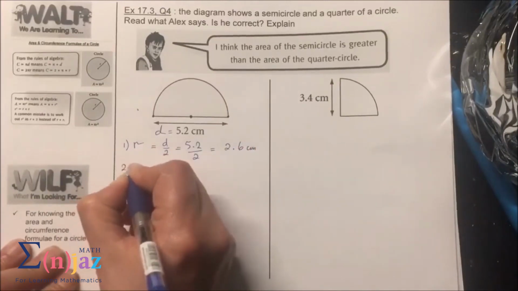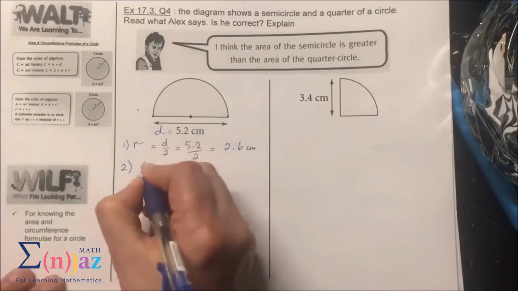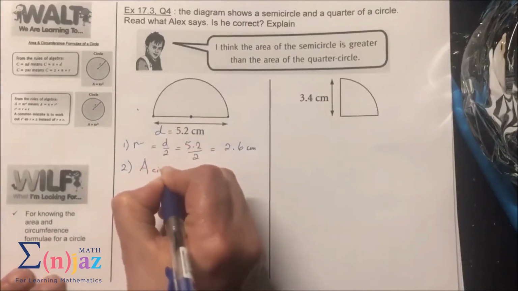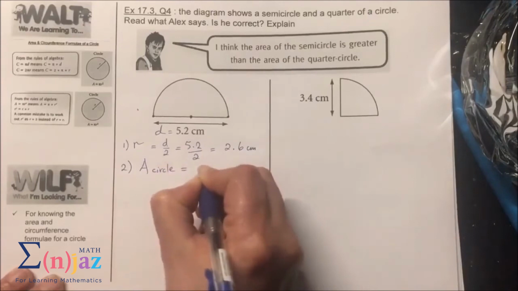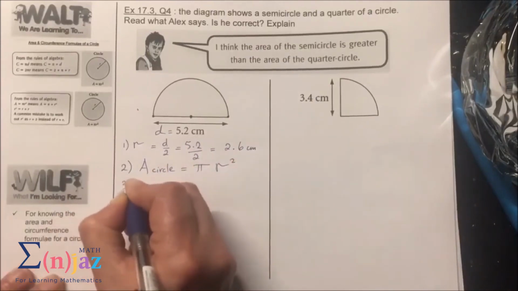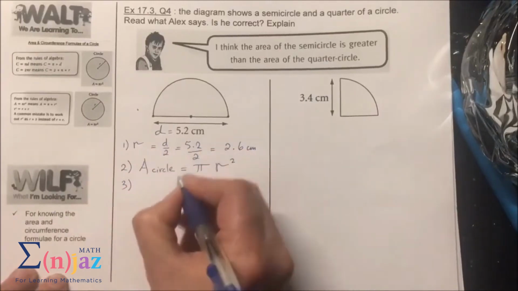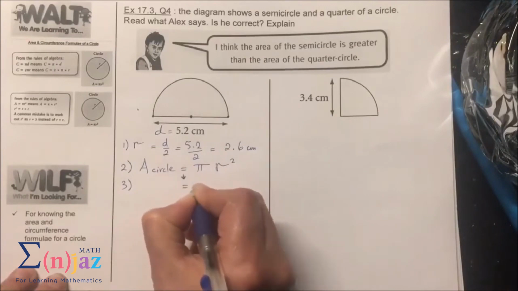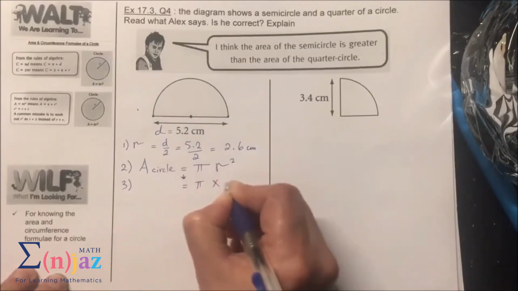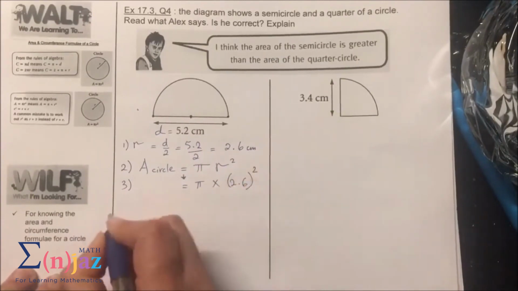We're going to write the general formula of finding the area of a full circle. So area circle is equal to pi r squared. Step number 3, we are going to substitute the value of r in the general formula. So it's pi times 2.6 all to the power of 2.